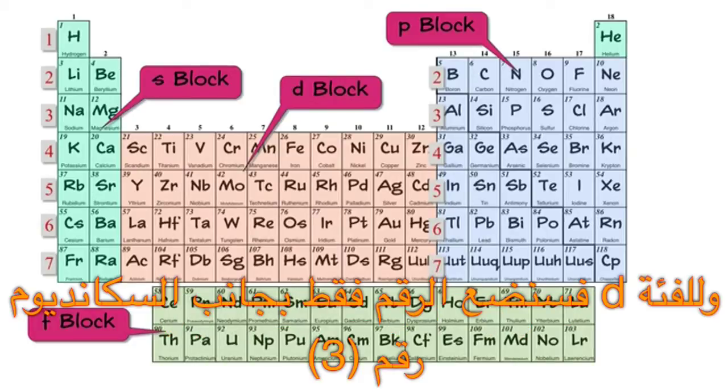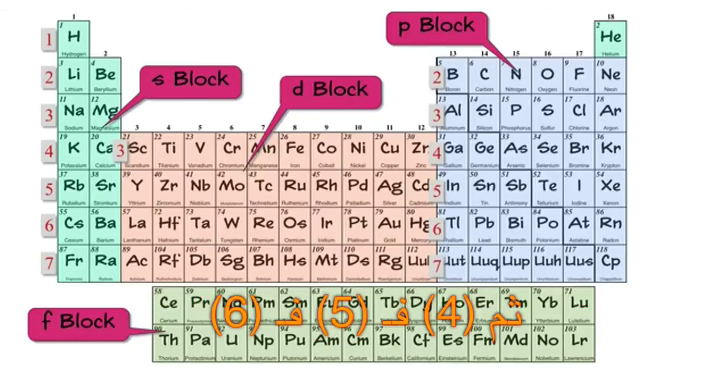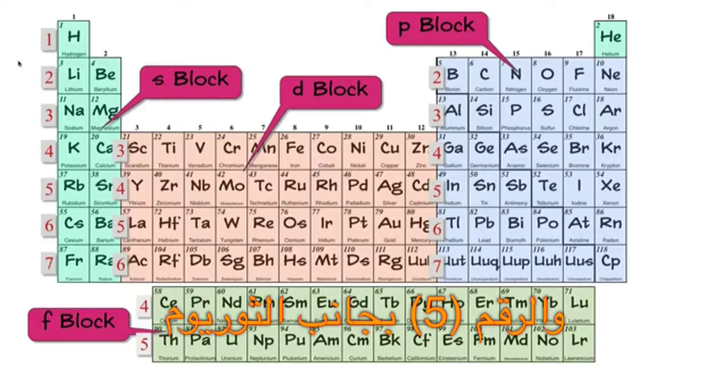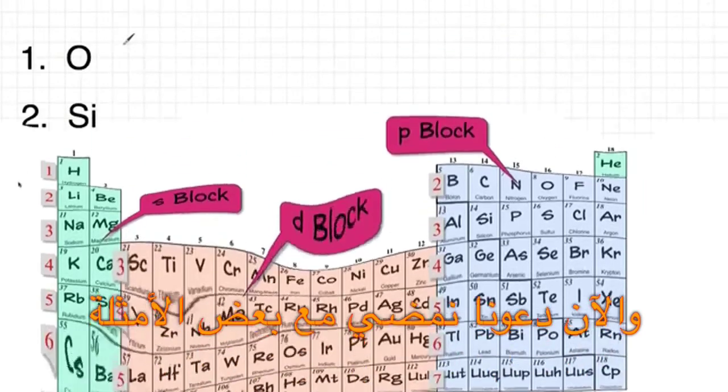For the D block, we want to put a number just to the left of scandium, number 3, number 4, number 5, and number 6. And lastly, for the F block, we want to put a number 4 next to cerium and a number 5 next to thorium. Now let's go through with a couple of examples.